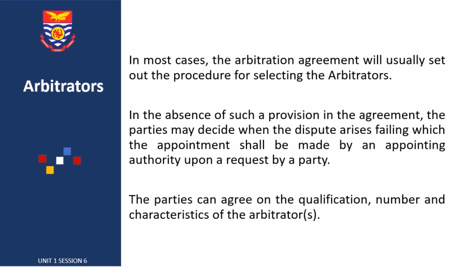You should also understand that arbitration agreements will usually set out the procedure for selecting arbitrators. So if there's an arbitration agreement, the agreement will tell you how the arbitrator should be selected. Maybe one party will select one arbitrator, another party will select one arbitrator, and the two arbitrators selected will appoint another arbitrator who shall be the chairman. In the absence of a provision in the agreement, the parties may decide when the dispute arises, following which the appointment shall be made by appointing authority upon a request by a party.